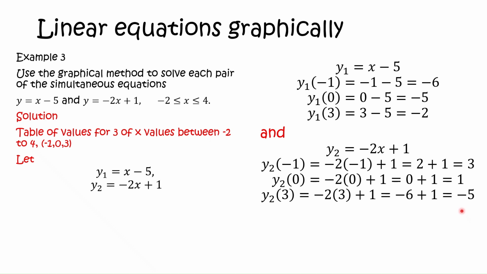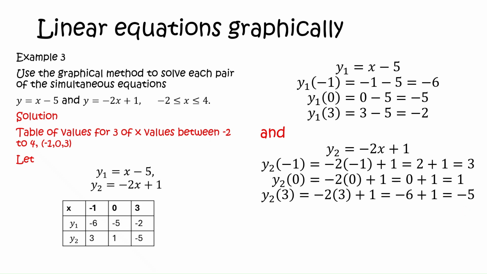So we can have this in tabular form. x is minus 1, 0, and 3. The associated values in the y1 equation are minus 6, minus 5, minus 2 respectively. And for y2, for minus 1 in x we have 3 in y2, for 0 in x we have 1 in y2, and for 3 in x we have minus 5 in y2. Now that we have the tabular form, we can proceed to the graph.